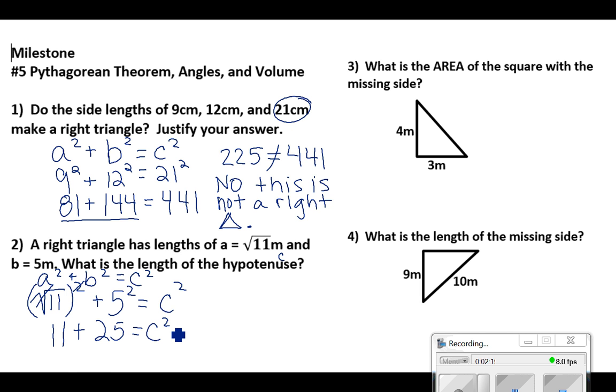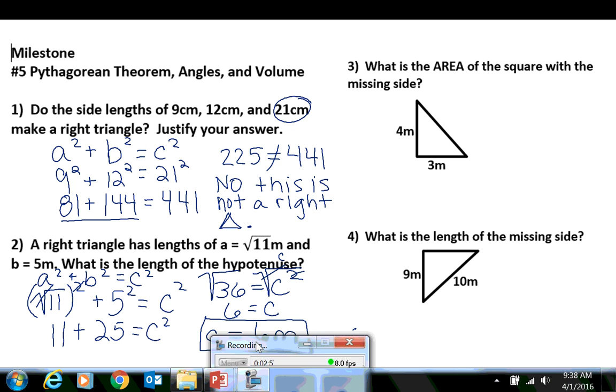Then we can add those two together. 11 plus 25 equals 36. So we have 36 equals c squared. And we're not looking for c squared, we're looking for c. So to solve c squared, we have to find the square root of both sides. And that cancels the 2 out. The square root of 36 is 6. So c equals 6 meters.